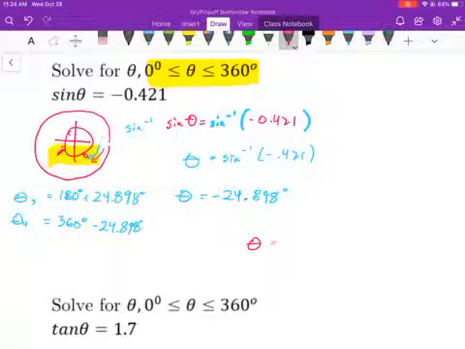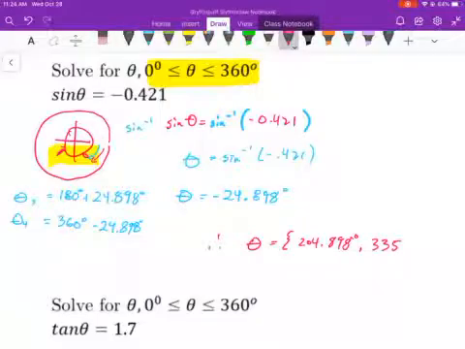So therefore, theta is going to be, I'm going to write this as a nice summary statement, 204.898 degrees, or 335.102 degrees. All right, that was fun.